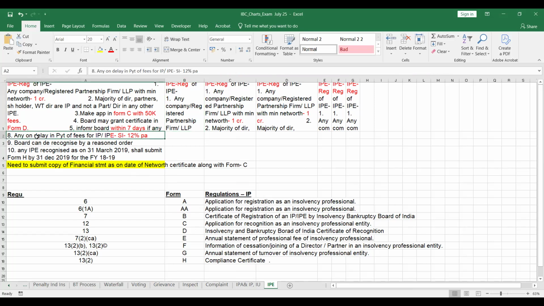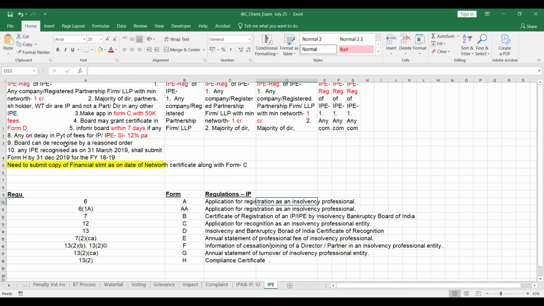For any delay in payment of fees for IP or IPE, simple interest at the rate of 12% is payable, and the board can de-recognize by a reasoned order. Earlier there was a concept of recognition of IPEs, but now there is a provision for registration of IPEs. Then you need to submit a copy of the financial statement as on the date of the net worth certificate along with Form C. These are the various forms which are required to be submitted.